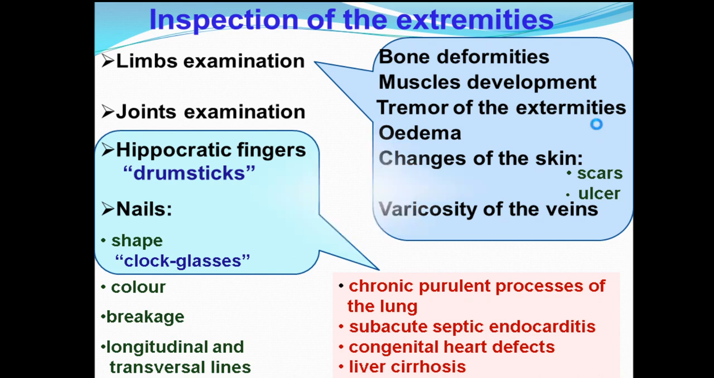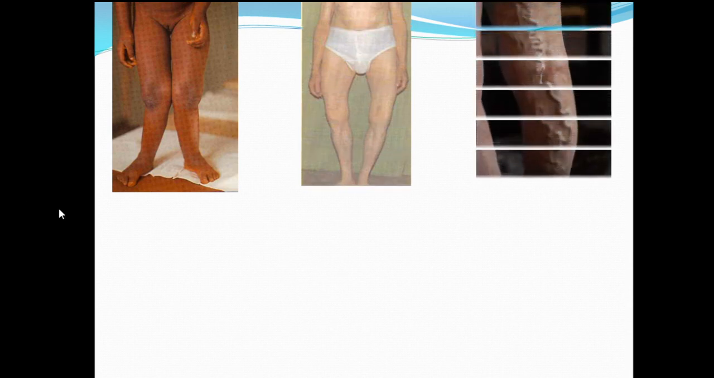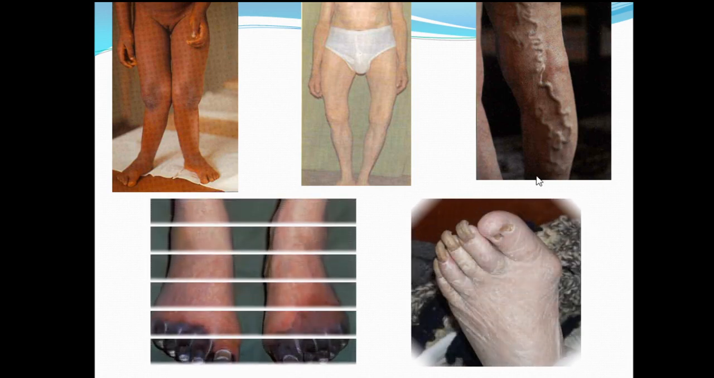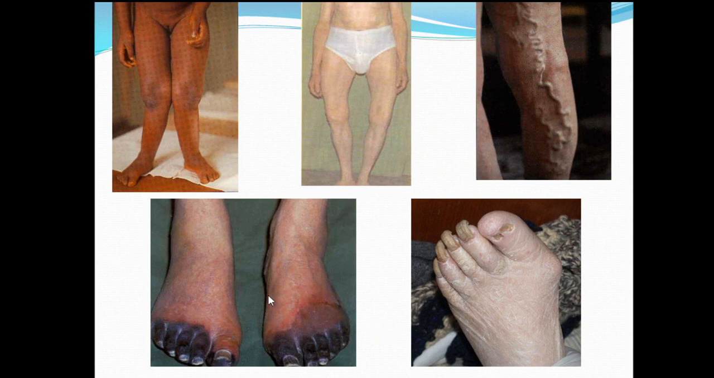deformations. You see specific deformation of extremities, like an X shape, characteristic for syphilis. You see varicosity, dilation of the veins. You see trophic disorder, gangrene. You see some specific changes of nails due to bad care of the patient, which is characteristic for senile patients.